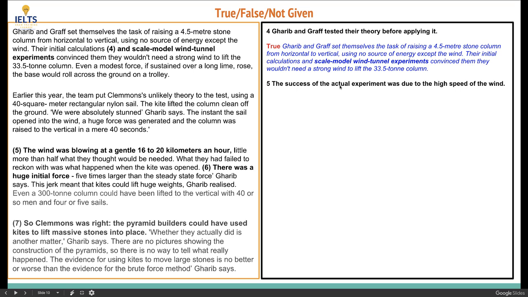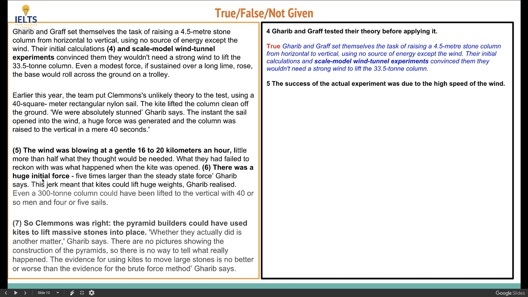The success of the actual experiment was due to the high speed. Due to was because of. So we need to find why the experiment was a success. Was it due to the high speed of the wind? What does it say? It says the wind was blowing at a gentle speed. It was not a high speed. It was a gentle speed.